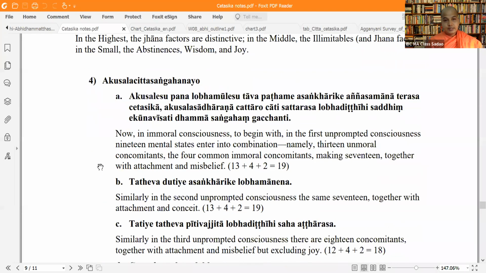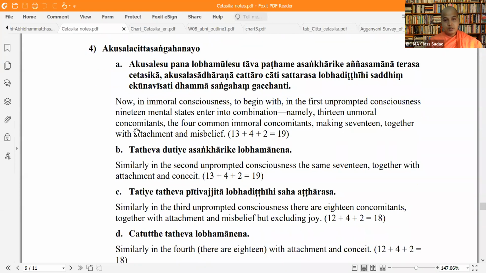And then in the category of Akusala Chitta: Akusalesu Pana Lobhamulesu Tava Pathame Asankharike Annasamana Terasa Cetasika Akusala Sadharana Cattaro Ca Lobha Ditthihi Saddhim Ekunavisati Dhamma Sangaham Gacchanti. So now here it presents the combination of chittas and chaitasikas in the Akusala category. There are 12 Akusala chittas. Let's look at them.